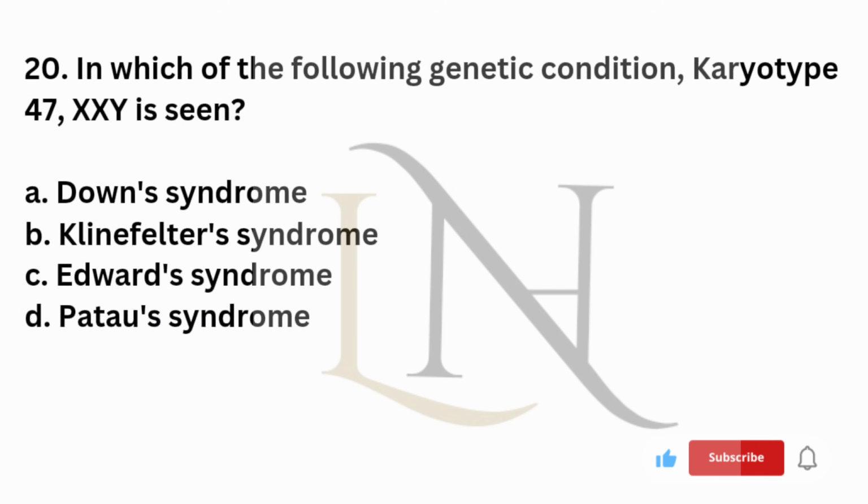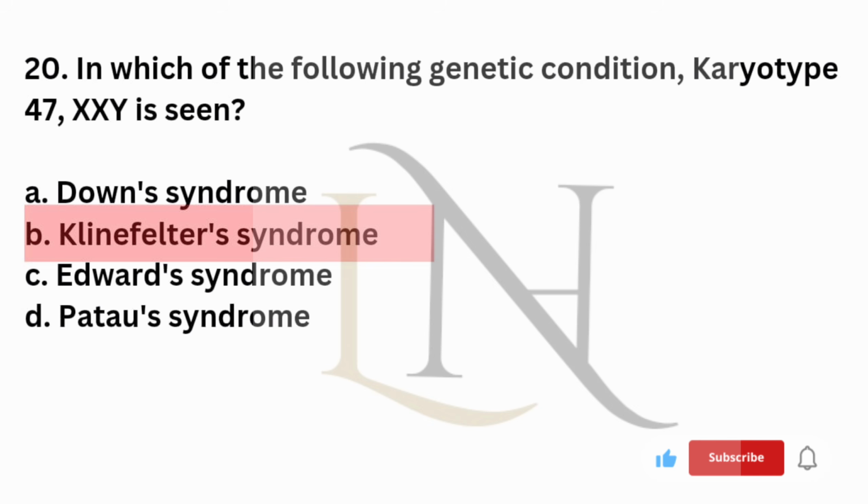In which of the following genetic conditions is karyotype 47XXY seen? Option A, Down syndrome. Option B, Klinefelter syndrome. Option C, Edwards syndrome. Option D, Patau syndrome. Correct answer, option B, Klinefelter syndrome.